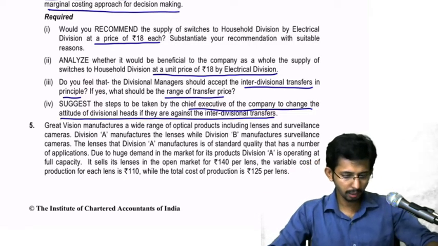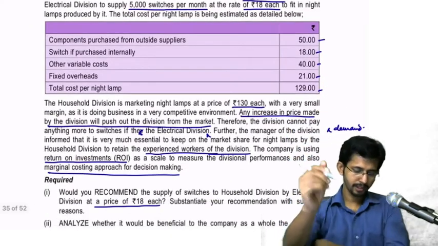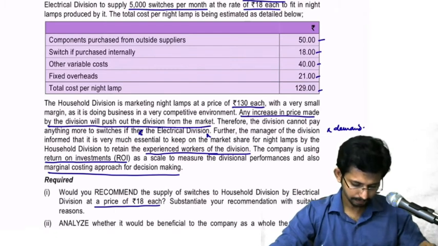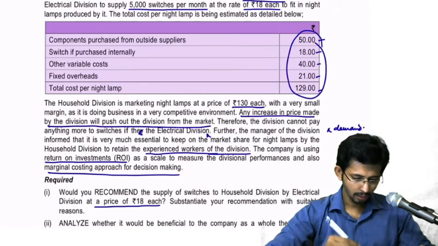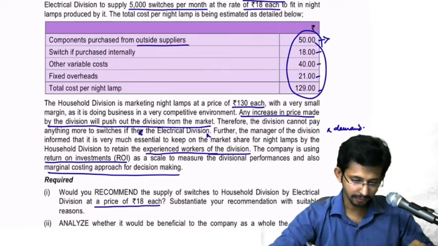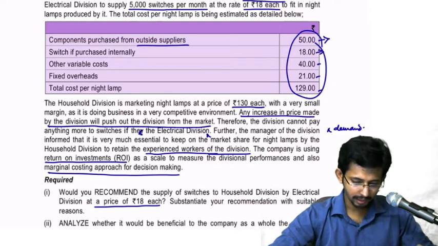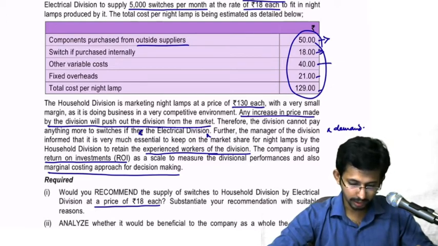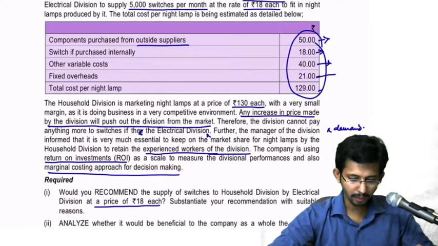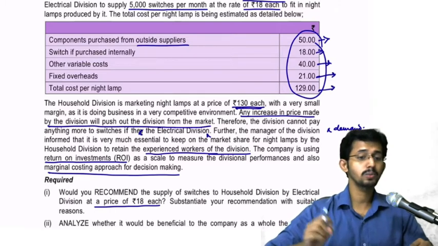Okay, now how to take that decision from the company's perspective? They have given the information regarding the cost structure of the night lamp. What is the cost of components purchased from outside suppliers? It is 50. Now switch, if purchased internally, it is 18. Now other variable cost, what is the other variable cost? It's 40. Now fixed overheads 21. Then total cost per night lamp is 129. And what is the price at which they are selling? They are selling it at rupees 130.